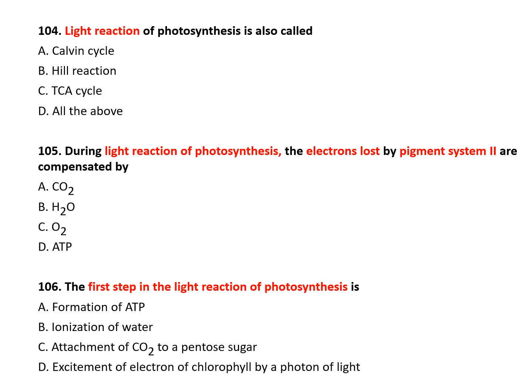The next question, number 104. Light reaction of photosynthesis is also called: option A, Calvin cycle; option B, Hill reaction; option C, TCA cycle; option D, all of the above. The correct answer is option B, Hill reaction.